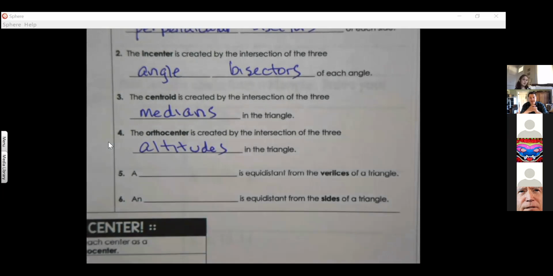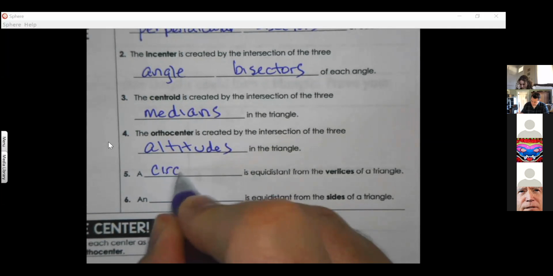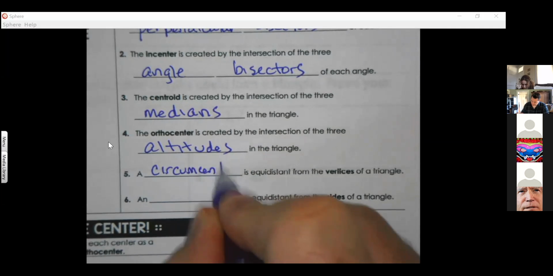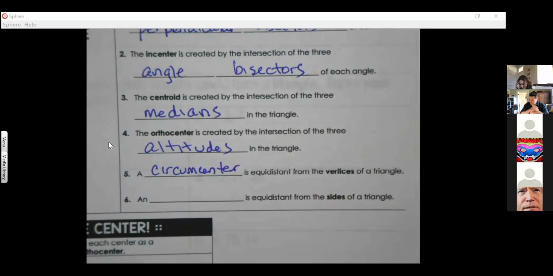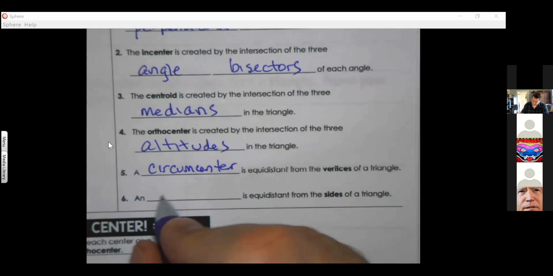And now we're into the more application side. A blank is equidistant from the vertices of a triangle. Circumcenter. Good. Circumcenter. Thank you, Jared. And lastly, a blank is equidistant from the sides of the triangle. Incenter. Incenter.